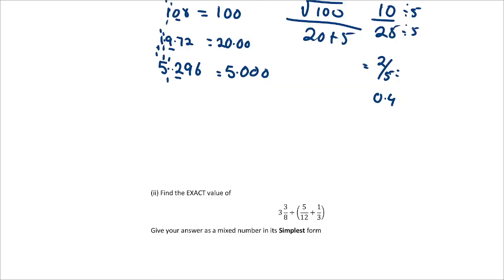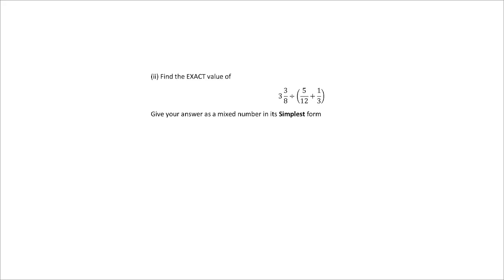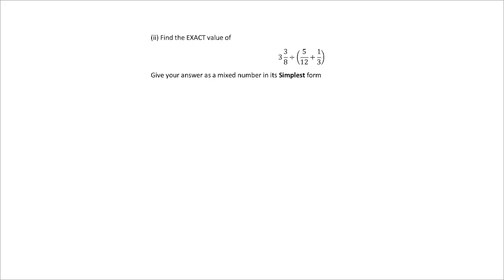Alright, find the exact value of. Again, they did not say use a calculator, so assume that you need to show all your working. You need to make sure you read the question properly. Right, this one is 3 and 3 over 8 divided by 5 over 12 plus 1 over 3.